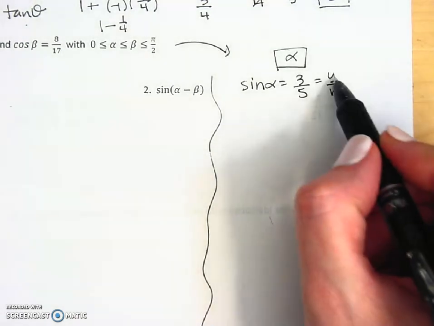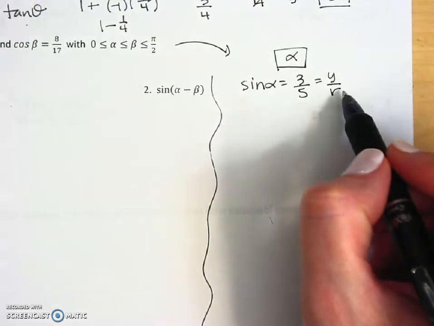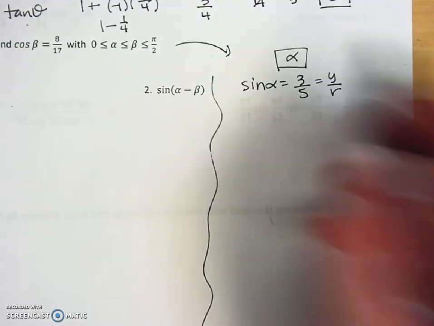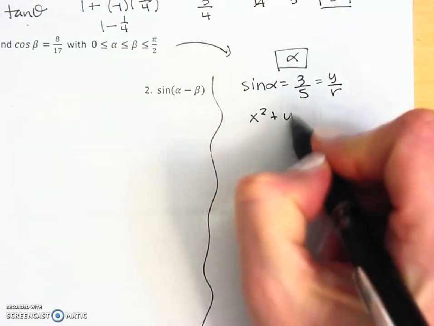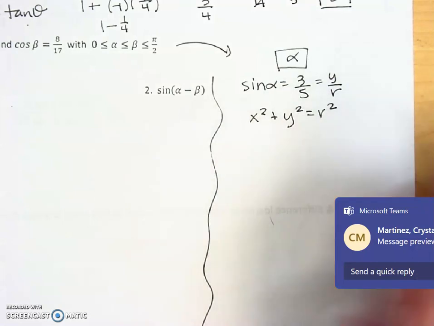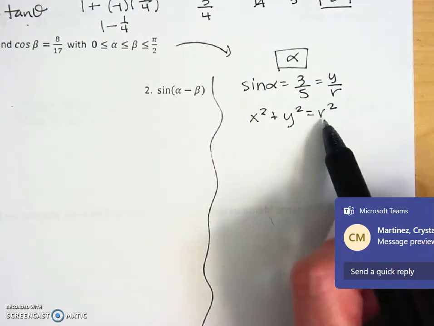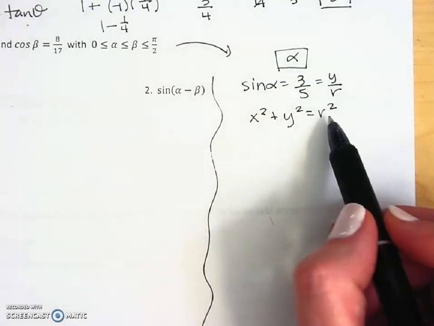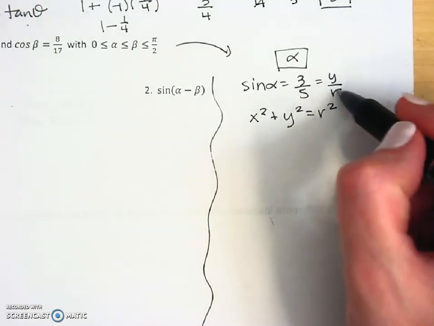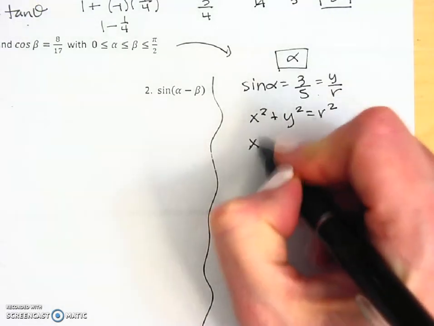So if I already know my y and my r, the third thing I need that's missing is x. So remember, this is how our x, y, and r relate to each other: x squared plus y squared equals r squared. I know that y is 3 and r is 5, so I'm going to plug in, and I'm missing x.